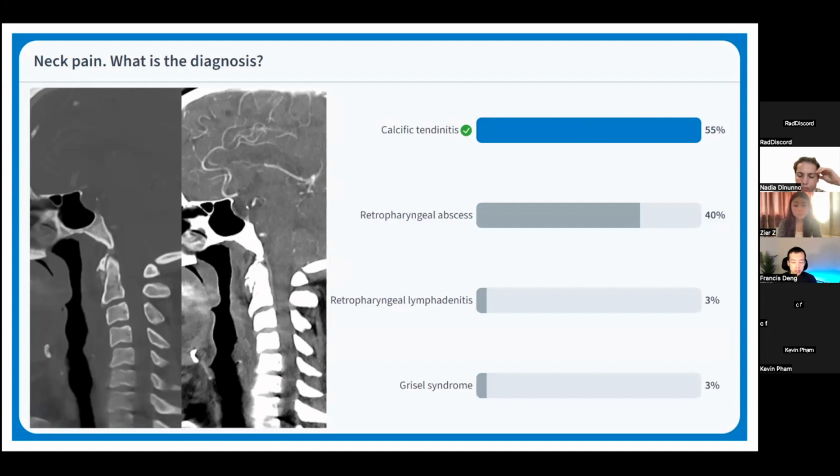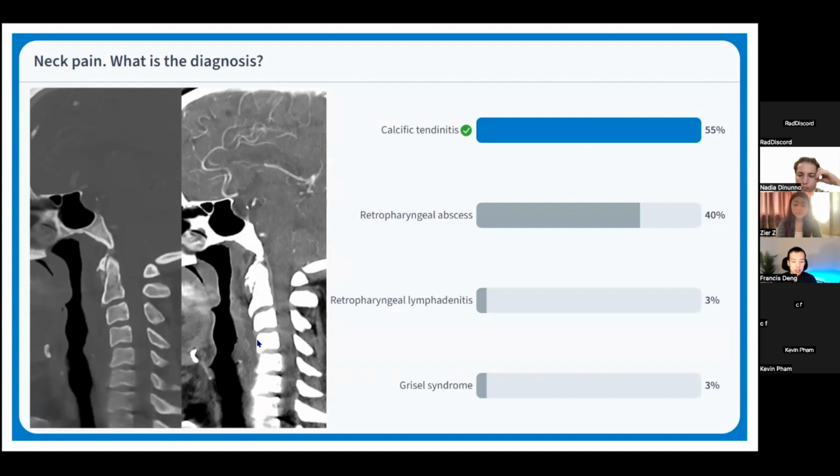The findings on the imaging are twofold. Number one, there is a thickening of the prevertebral and retropharyngeal soft tissues with this low density that's consistent with a retropharyngeal or prevertebral effusion or edema. It's not very rim enhancing. Notice that there is contrast applied on the CT scan.